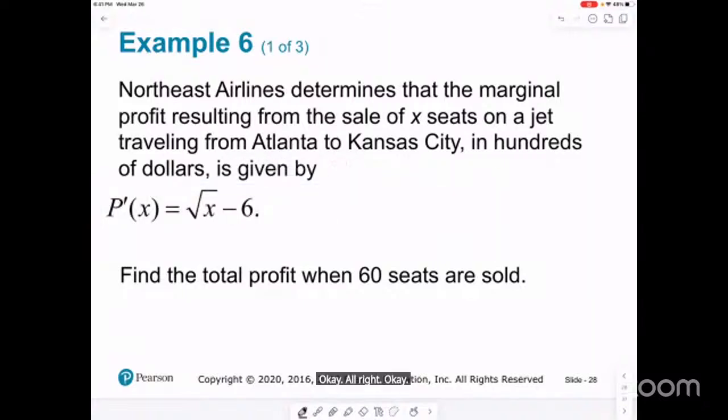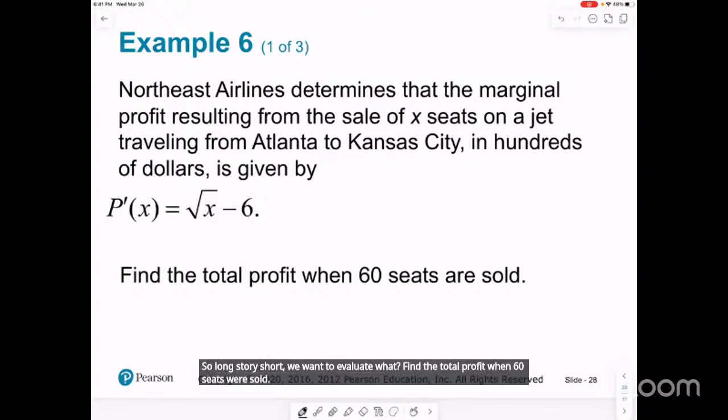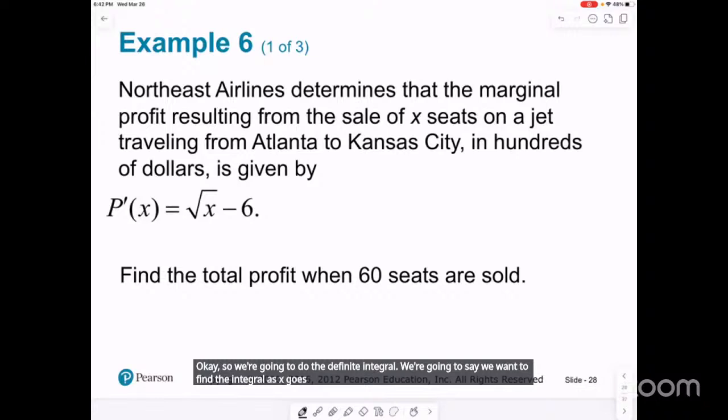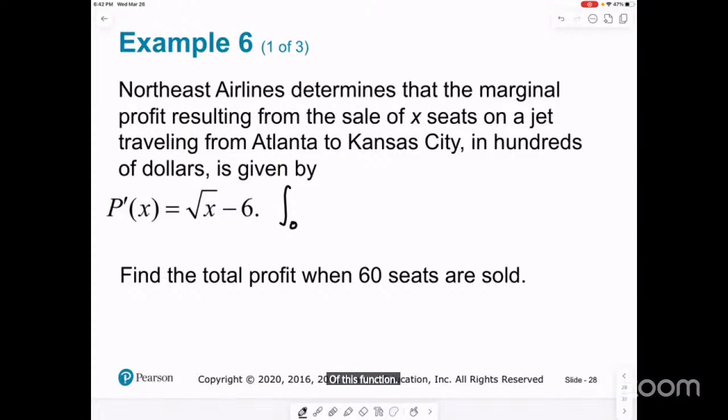So long story short, we want to evaluate what? Find the total profit when 60 seats are sold. Okay. So we're going to do the definite integral. We're going to say we want to find the integral as x goes from 0 to 60 of this function dx.